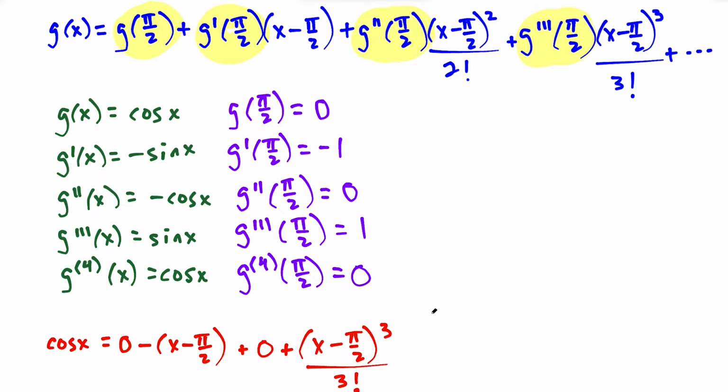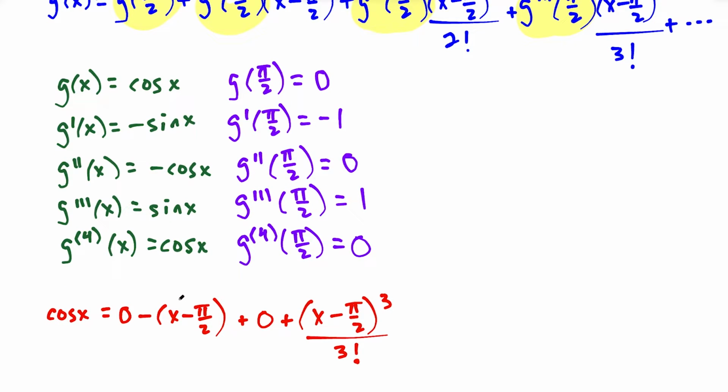So now the pattern might be obvious as to what's going on here. Notice that the only non-zero terms are the odd powers here. Notice I have x minus pi over 2 to the first, then the third. So then the next one here will go to the fifth power. But another thing to be mindful of here is that the signs are alternating. I have minus x minus pi over 2 to the first, and then I have plus x minus pi over 2 to the third. So my next non-zero term is going to be minus, and I'll have x minus pi over 2 to the fifth over 5 factorial, and this pattern will continue on and on.